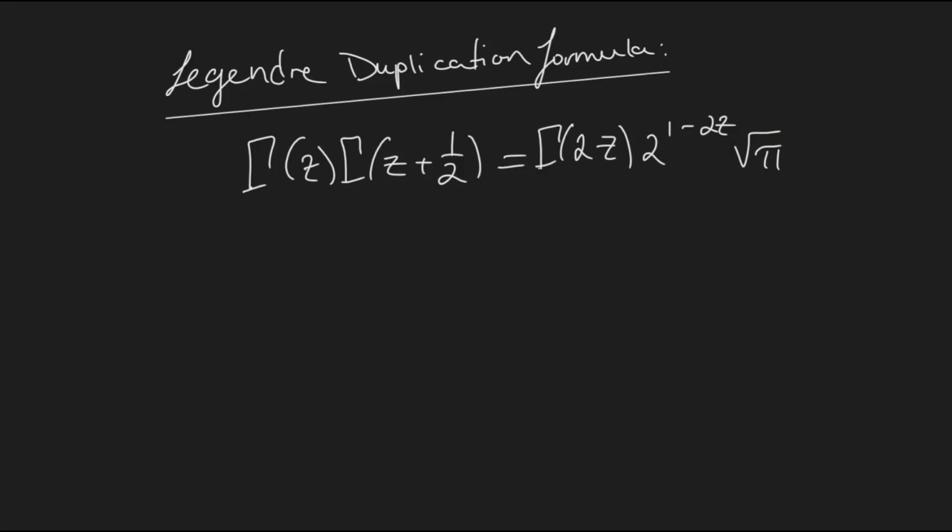In this one I will be deriving the Legendre duplication formula, which is what you can see on your screen right now. And to do that, I want to use exactly what we've derived in the last video, namely beta of x, y is equal to gamma x, gamma y over gamma x plus y.